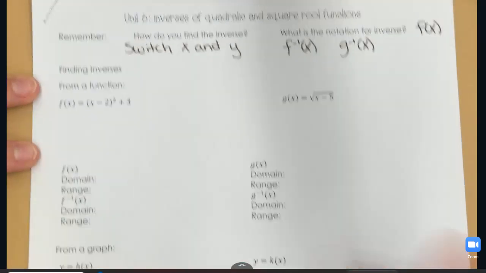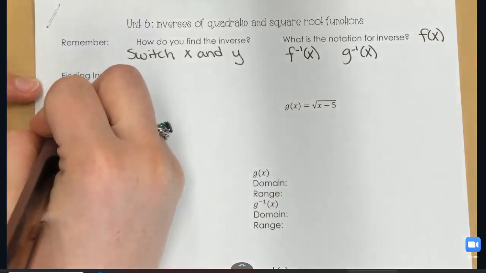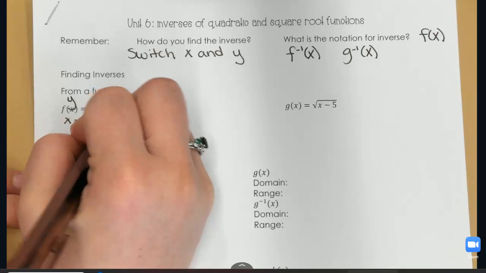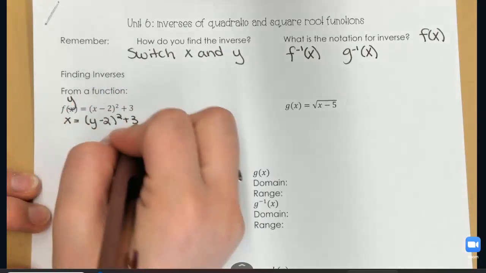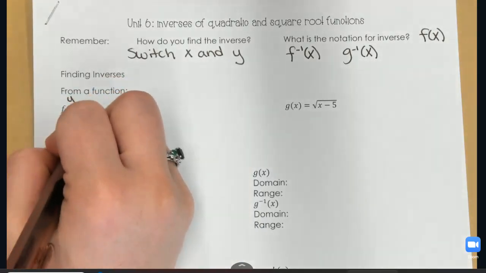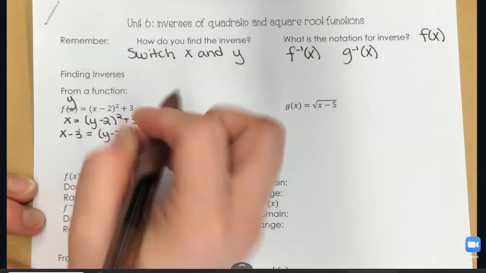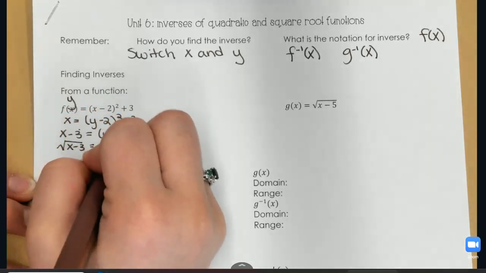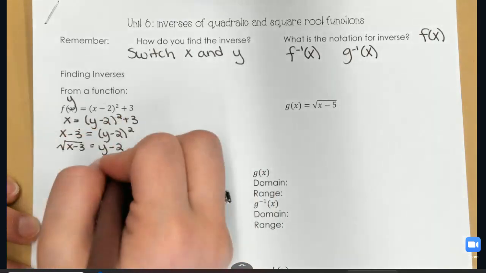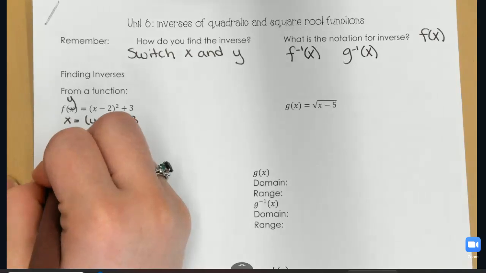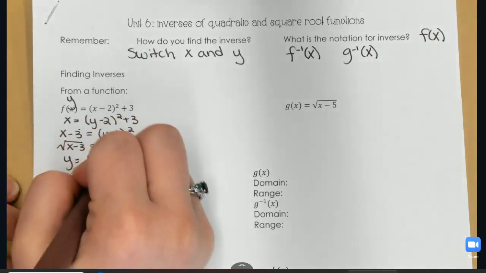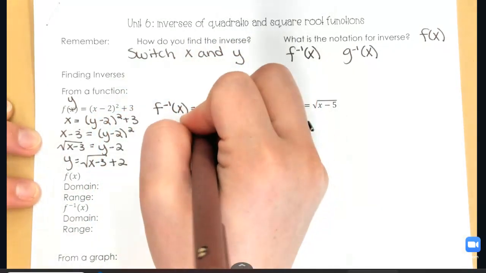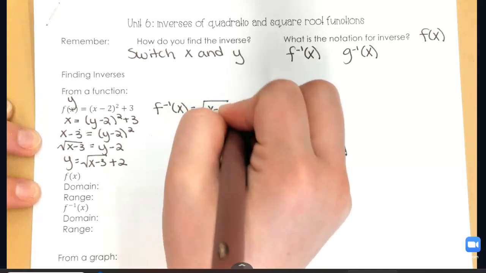So starting with this first one, remember f of x is your y, so I'm going to switch the x and the y here and use algebra to get y by itself again. So the first thing I would need to do is subtract the 3. And then to get rid of the square, I need to square root both sides. And then the final thing that I would do is add the 2. So y is going to be the square root of x minus 3 plus 2, which means my inverse, f to the negative 1 of x, is the square root of x minus 3 plus 2.